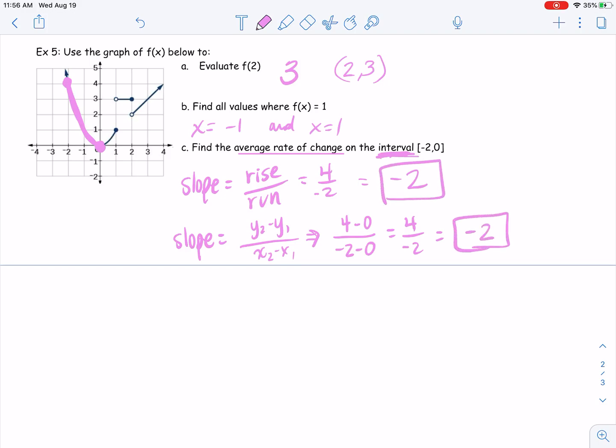Okay, just be careful. The interval is given with x values. That is not a coordinate location. So you're finding the average rate of change between those 2 points. When x is -2, that point here. When x is 0, that point there.